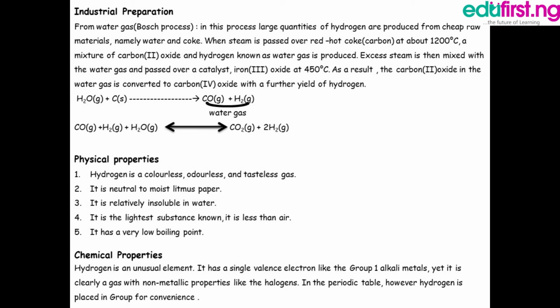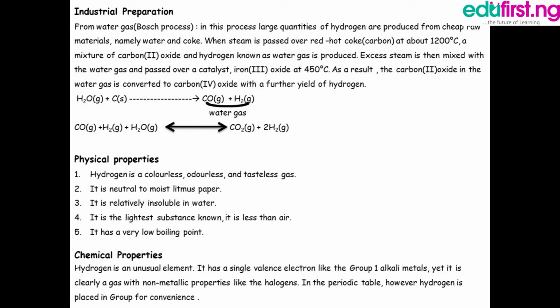Alright, so we'll move to the physical properties of hydrogen. How do I know this is hydrogen, without even trying to do any test? Hydrogen is a colorless, odorless, and tasteless gas. When tested with litmus paper, it is neutral; it has no effect on litmus paper. It is relatively insoluble in water. It is less dense than air. It has a very low boiling point.